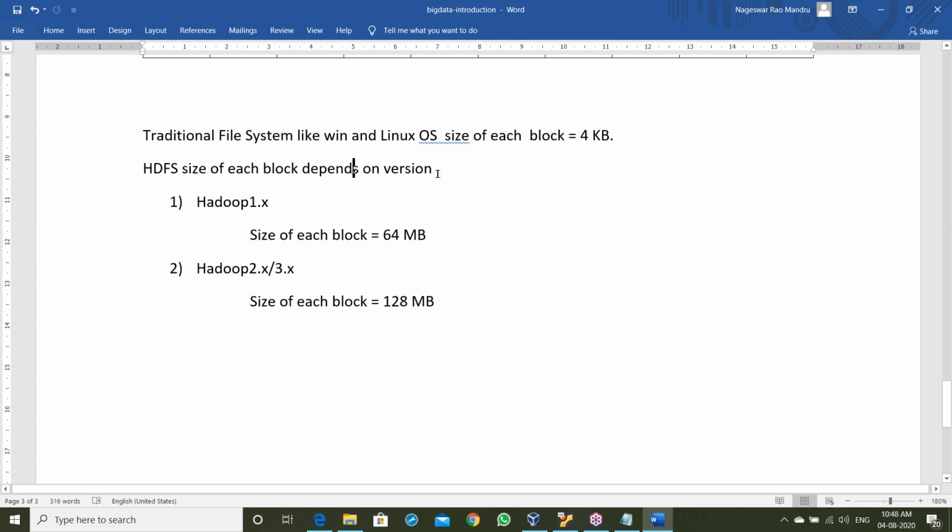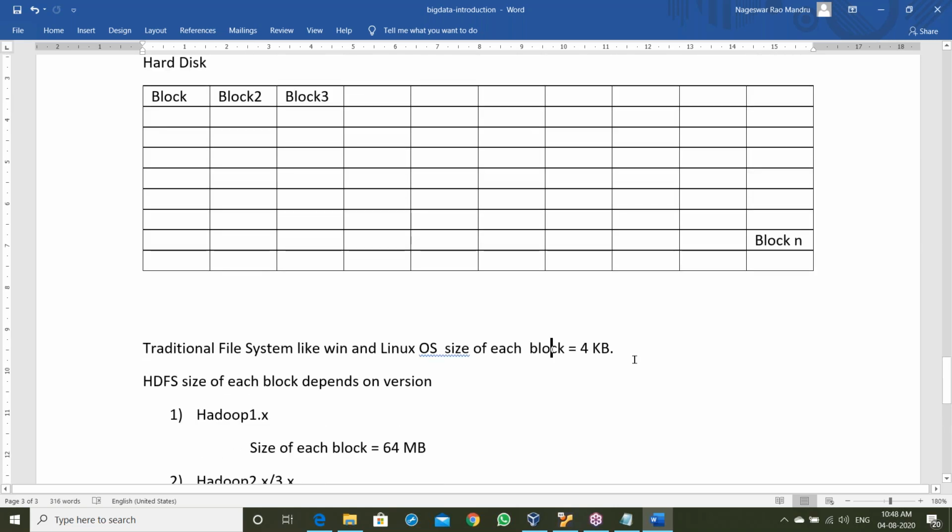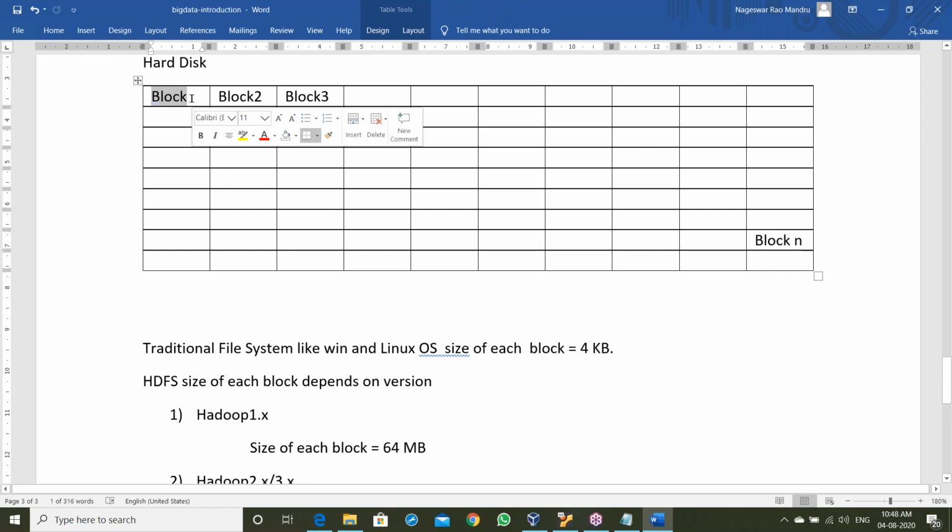So the size of each block depends on the version. In the 1.x version, the size of each block is 64 MB. In the second and third versions of Hadoop, the size of each block is 128 MB. In traditional systems, it is 4 KB, like a Linux hard disk or a Windows hard disk.